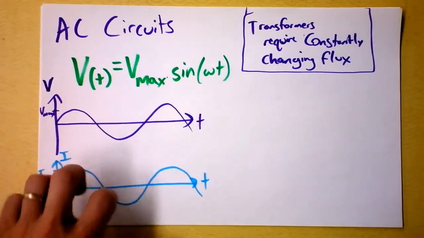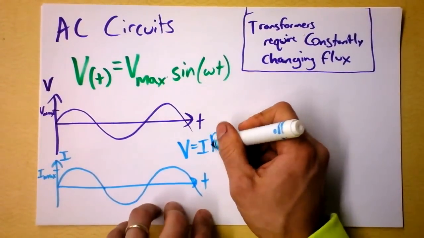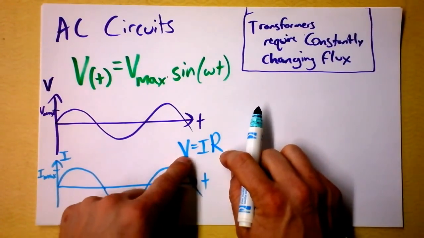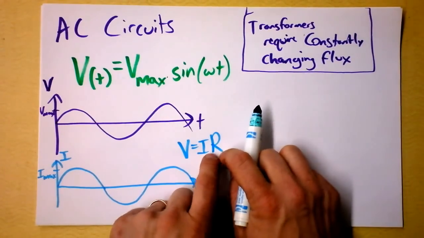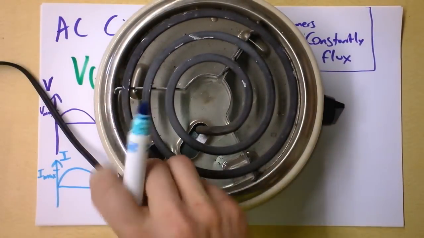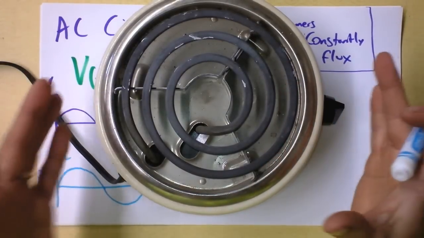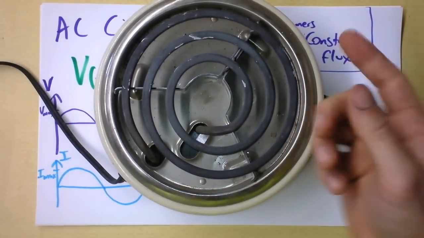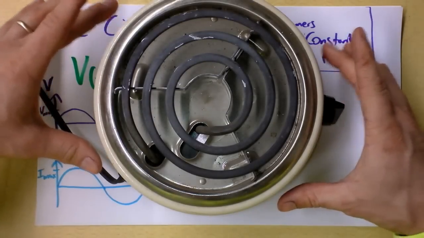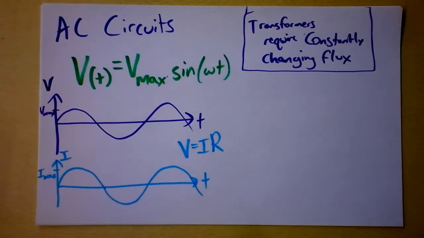And we've still got all of our favorite relationships, like V is IR, but all of these become a function of time. You assume that the resistance doesn't change with time, but if the voltage is going up and down, then the current is similarly going up and down. So inside of my hot plate, I actually have current going this direction and then that direction, clockwise and counterclockwise. And in the United States, it changes 60 times every second. It's going forward and back 60 times in every single second. And in Europe and India, shout out to India, I think they've got 50 times every second that it switches direction.